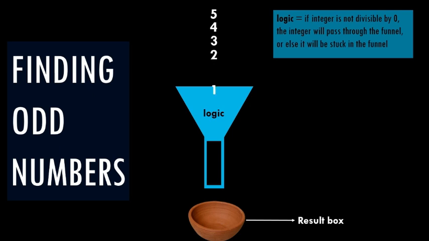Now 1 is going to come to the funnel, it is going to process the logic, it satisfies the logic, so it filters out. 2 is going to come, it processes the logic, does not satisfy, so it gets stuck. 3 comes, processes the logic, satisfies the logic, so comes down to the result box. 4 comes, processes the logic, doesn't satisfy the logic, so it gets stuck. 5 comes, processes the logic, satisfies the logic, so comes down to the result box. This is how the filter method works. It is literally filtering like a funnel. I hope you have understood the filter method.